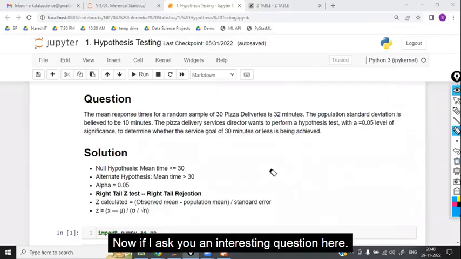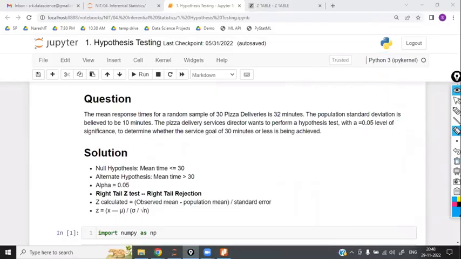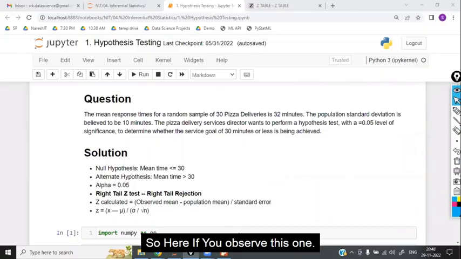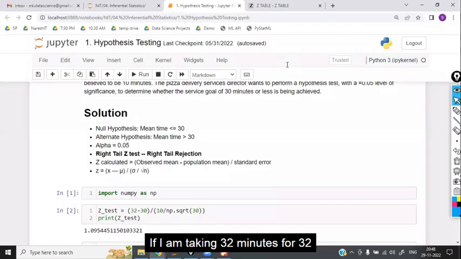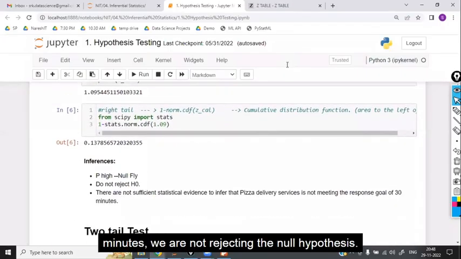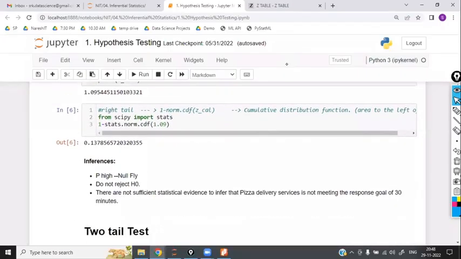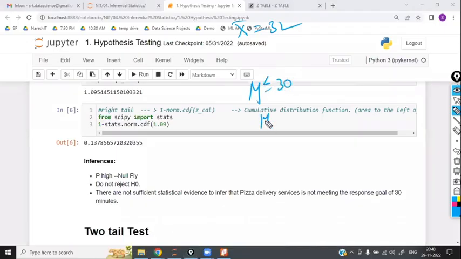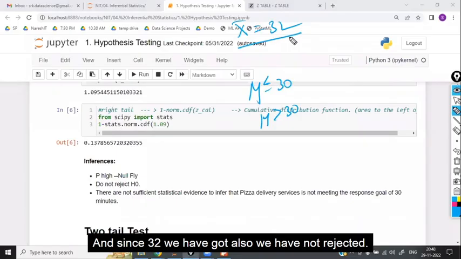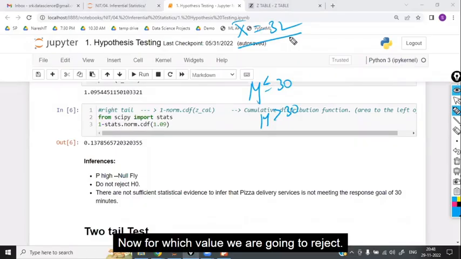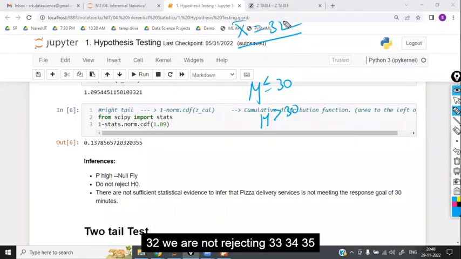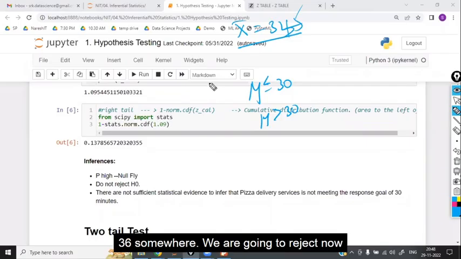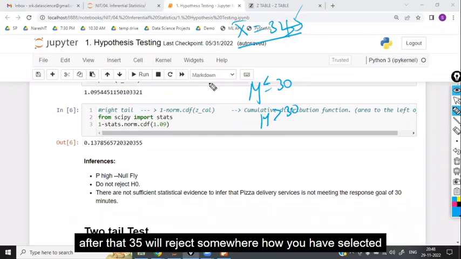Now, let me ask you an interesting question. Here, if you observe, for 32 minutes we are not rejecting the null hypothesis. So the sample mean is 32. Actually, we are checking whether the population mean is 30 or not. And since we got 32, we have not rejected. Now for which value are we going to reject? 32 we are not rejecting. 33, 34, 35, 36, somewhere we are going to reject now. After 35 we will reject somewhere.